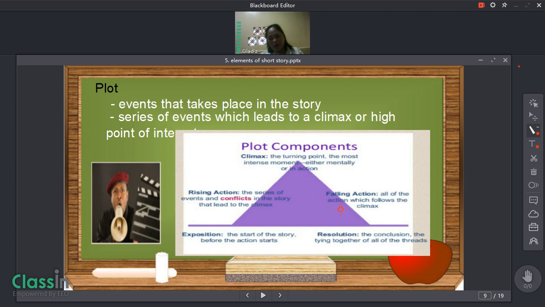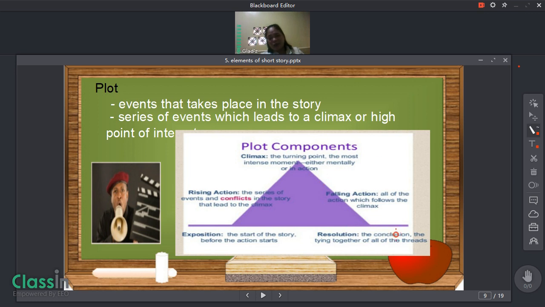And then it goes down, and we have the falling action. In the falling action, all of the action follows the climax. We can consider this as the calm part of the story, wherein everything is being solved. Everything is being settled.